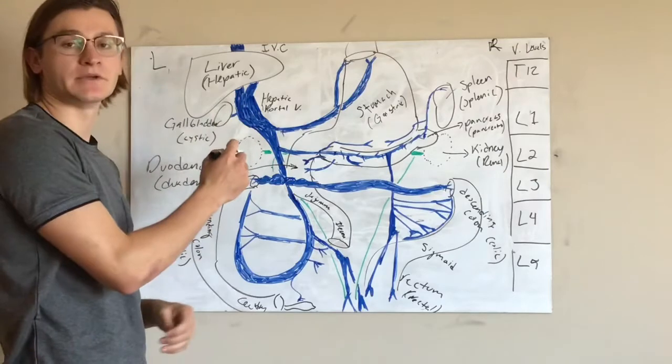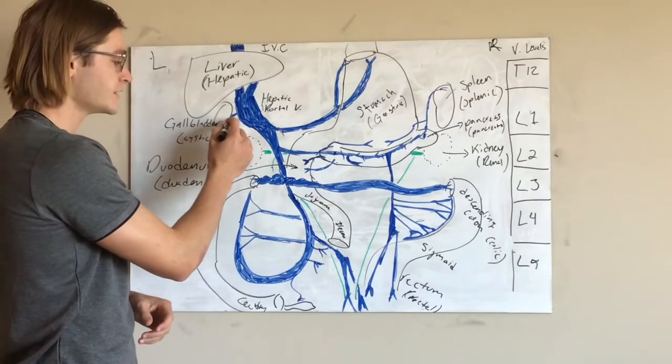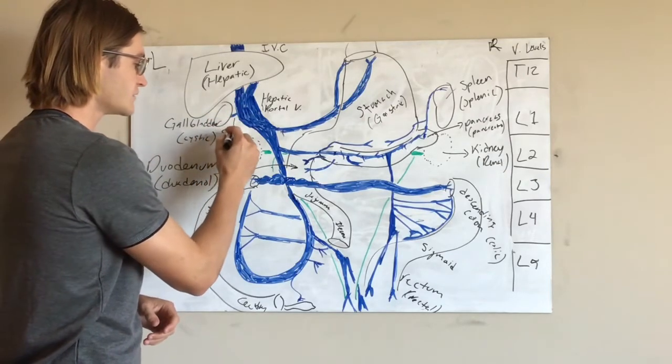The vein that's coming from the gallbladder is going to be the cystic vein.